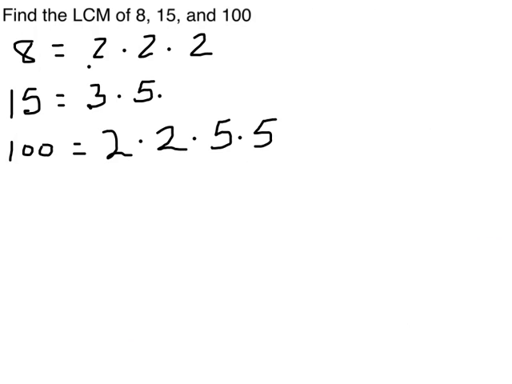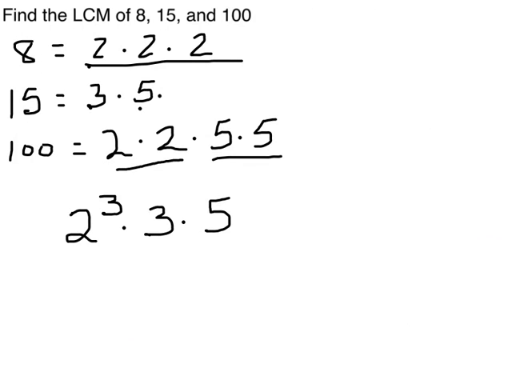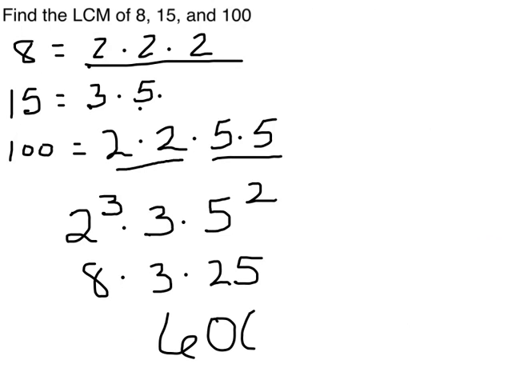Here we have no 2's. Here we have 2 to the second, and here we have 2 cubed. So we're going to use 2 cubed, times, we only have 3 one time, times, here we have 5 one time, but here we have 5 squared, so we're going to use 5 squared. We know 2 cubed is 8, times 3 times 25. Well, 8 times 25, 8 quarters would be 200, and 200 times 3 is 600.